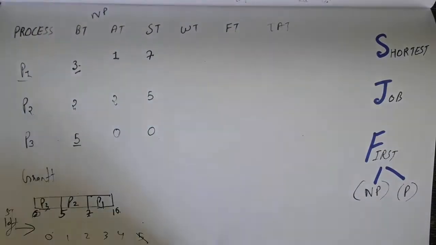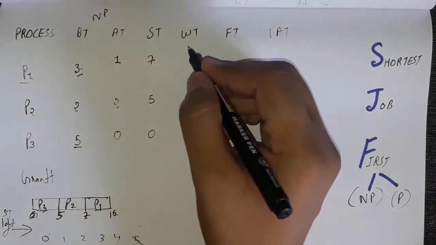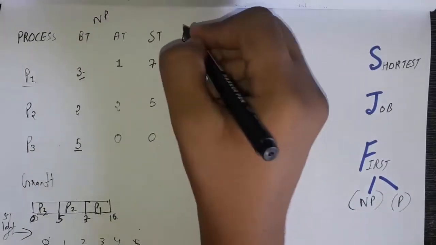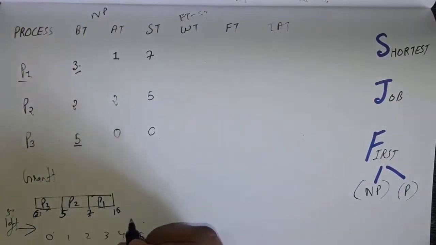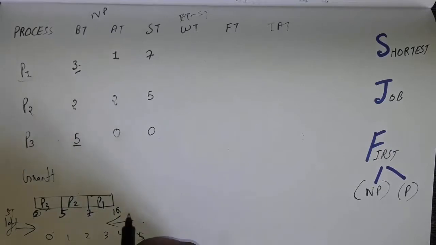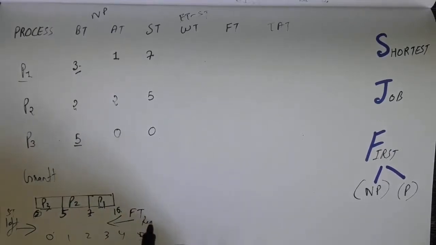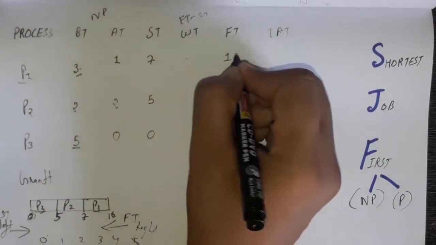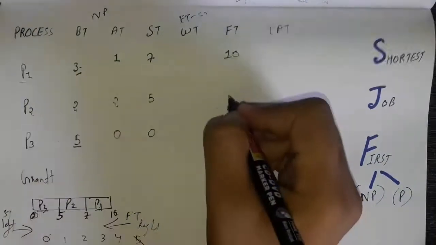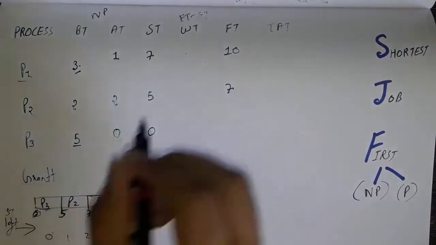And then for the finish time, because to find the waiting time we have to subtract starting time from finish time, we need to find the finish time first. So always look from the right side to find the finish time. So P1 finished at 10, so write 10. P2 finished at 7 and P3 finished at 5.